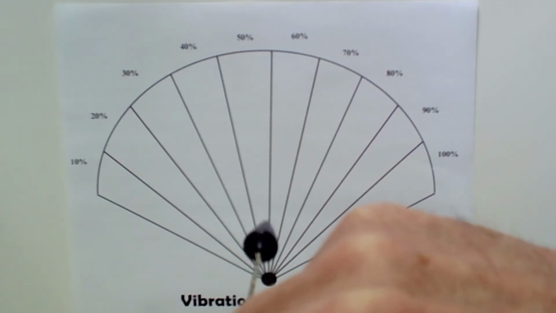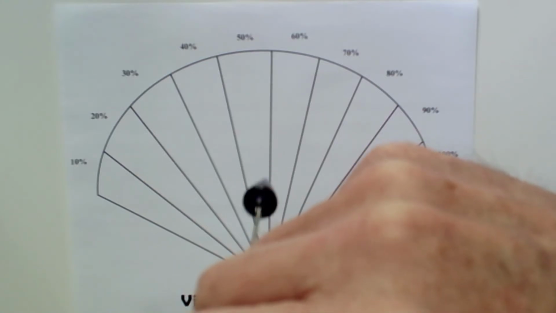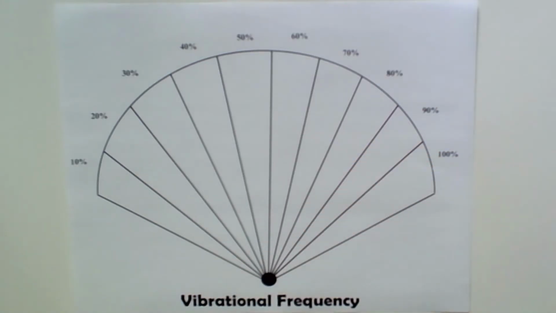And you'll see it'll pick someplace. It's going to be different for everybody, but it'll pick someplace. So that's the current vibrational frequency. So now what we want to do is ask our subconscious mind to raise our vibrational frequency.